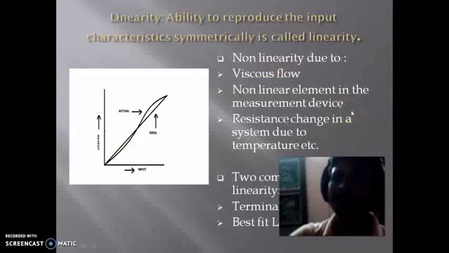Non-linear element in the measurement device: in a measurement device, if there is some non-linear element, then obviously we will get the non-linear output. Similarly, resistance change in the system due to temperature.